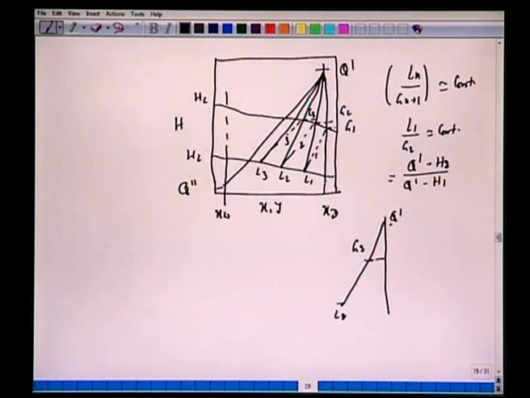minus this enthalpy. See, this is Q dash minus G3, right? Or this enthalpy of H2 here. Similarly, we have Q dash minus H2, which is the bigger one. So the ratio of these two segments is a constant for any stage which we can draw here. All right. So what happens geometrically?